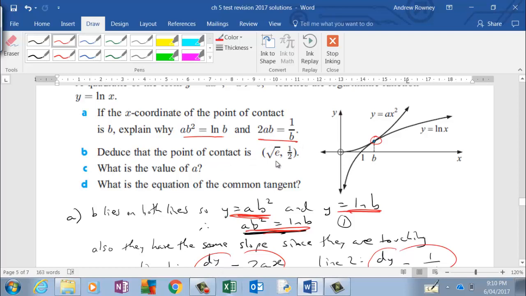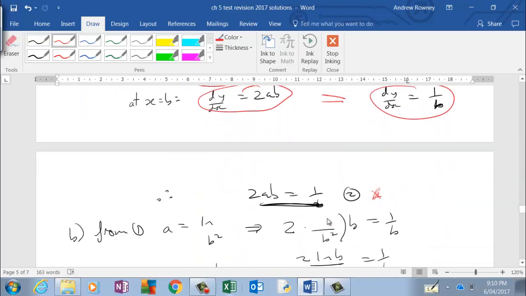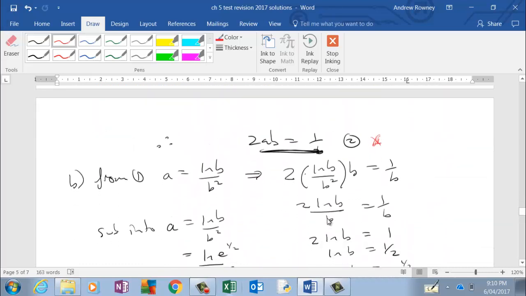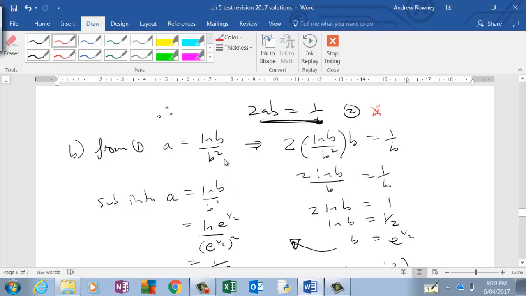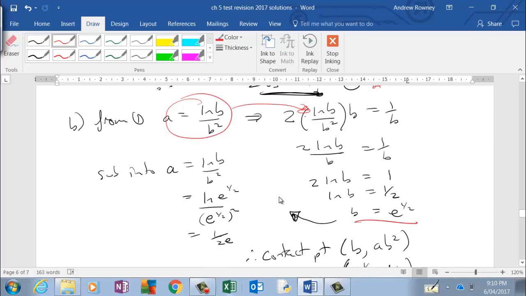Deduce that the point of contact is this thing here, so we have to work out the coordinate. To do this, we can just now use simultaneous equations. So we're going to substitute this into equation 2, and so that goes into there, and solving all of that, you get b equals e to the half. If you substitute that back into equation 1, back into this one up here, you'll get the a value being 1 on 2e.